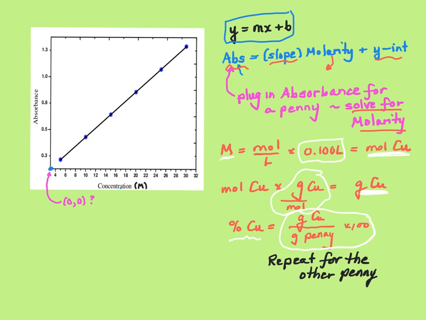So we're learning how to make solutions. We're learning what Beer's law means. We're learning how to use spreadsheets to make graphs. And we're using it all to find the percentage of copper in a new penny and an old penny.